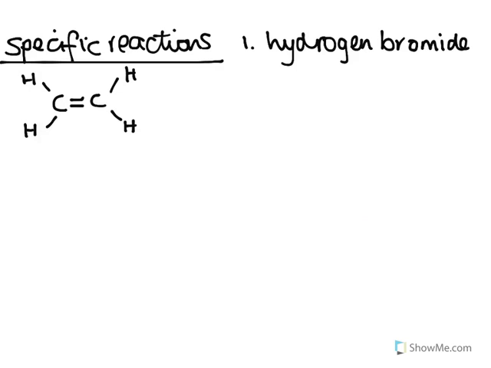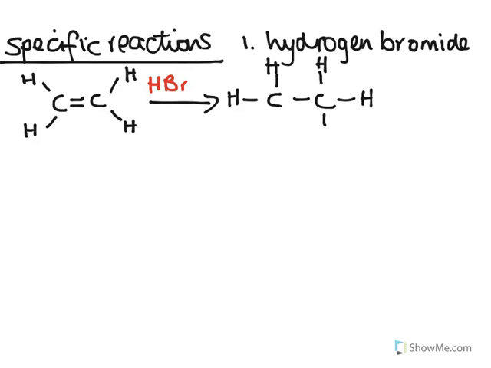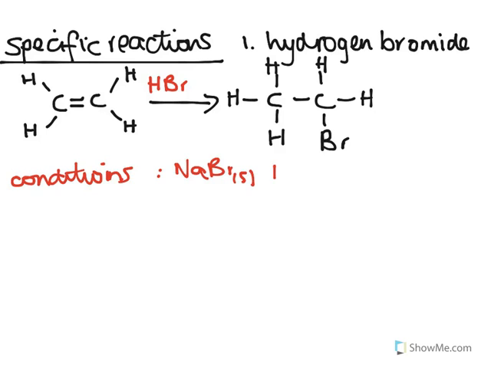So let's look at some specifics. The first one we'll look at is the reaction of an alkene with hydrogen bromide, and we end up with the single bonds, bromine adding on one side and hydrogen adding on the other. To generate the hydrogen bromide, we would use solid sodium bromide and concentrated sulfuric acid as an oxidizing agent, and heat it up.